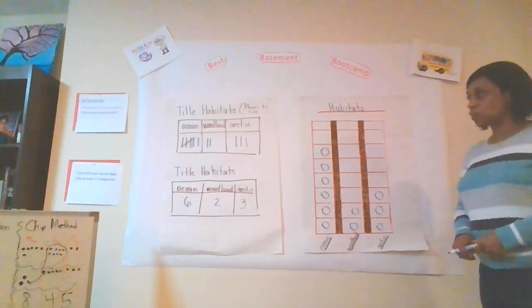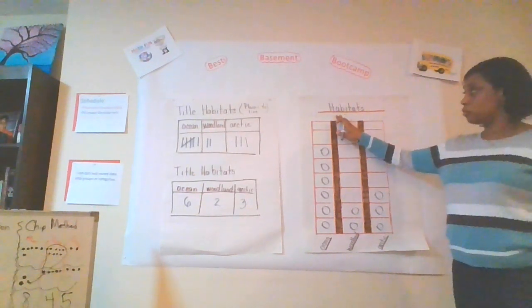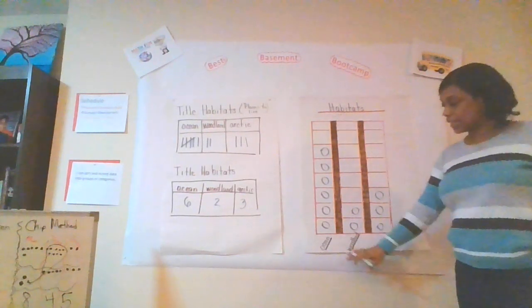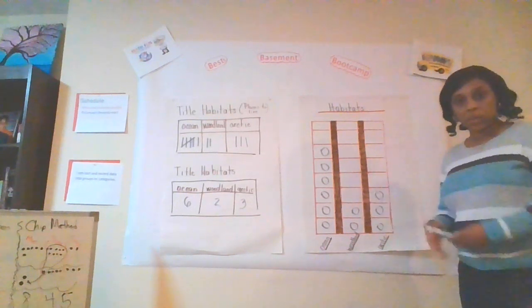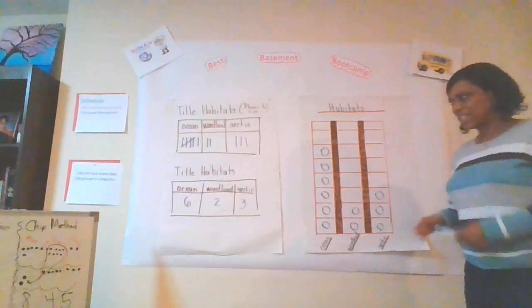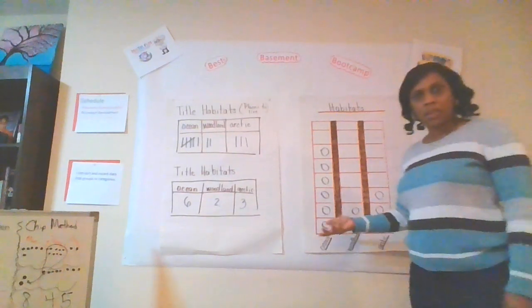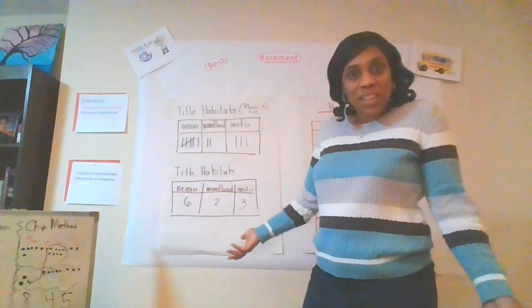So our picture graph has a title, habitats. It has labels, where the different animals live, and it also has pictures. Now we can take this information here and we make it answer a few questions. Let's try.